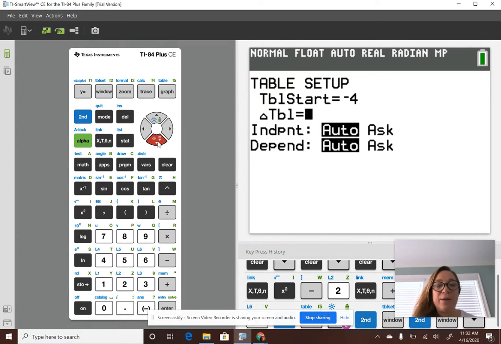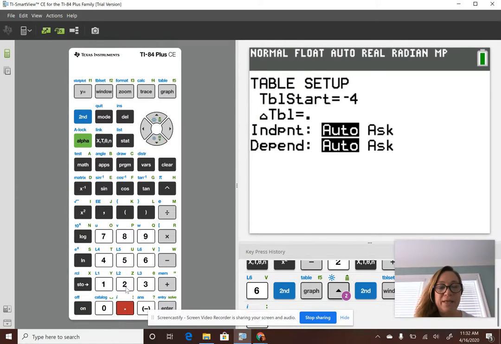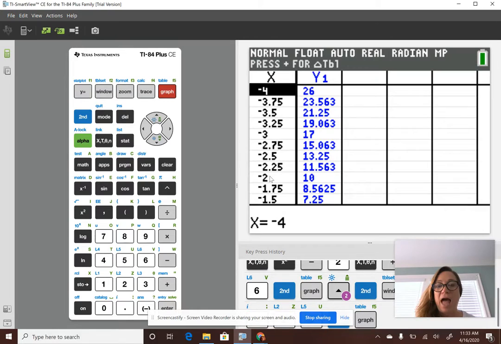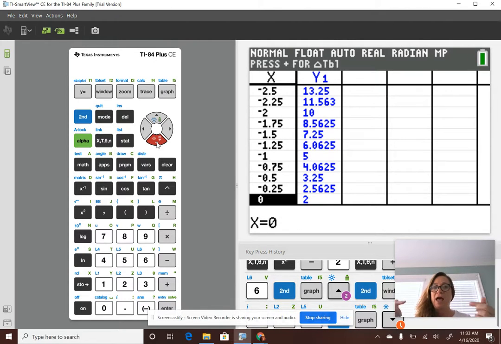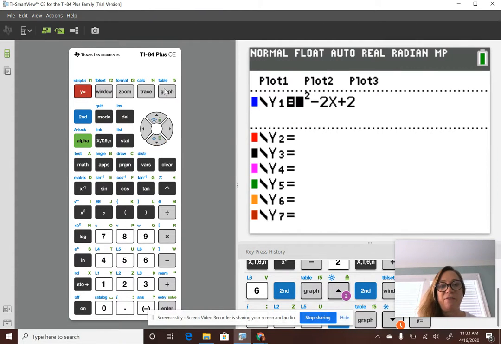So what I would do is go up by 0.25 so that when I go back to my table, I can find 2.25 easily. And you would just have to scroll a little longer because now you have to go 4 spaces for every one whole. Okay, so basically this is what the graph would look like.